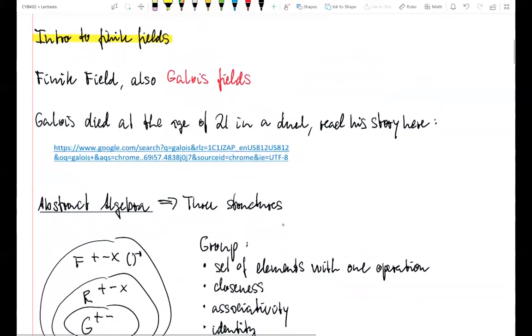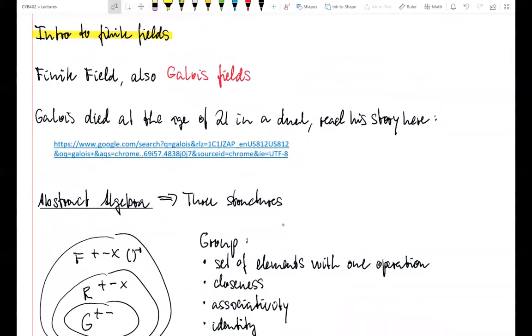So let's talk about finite fields. In English, we also call finite fields Galois fields. Galois fields seem to be a more fancy term, and I suggest that we use that from here on. Okay, so if your girlfriend or your boyfriend asks you, what did you do in lecture today? You can proudly say, well, we talked about Galois fields.